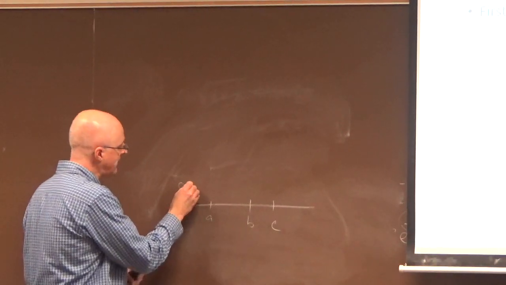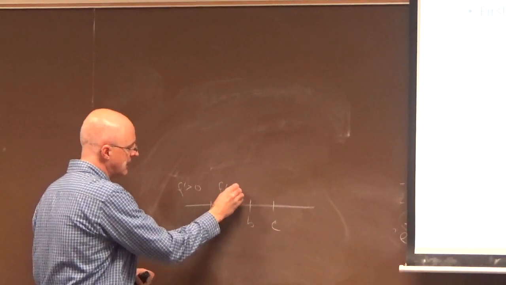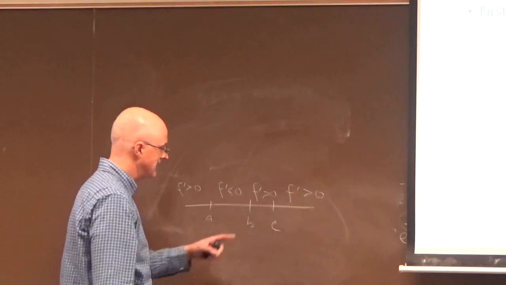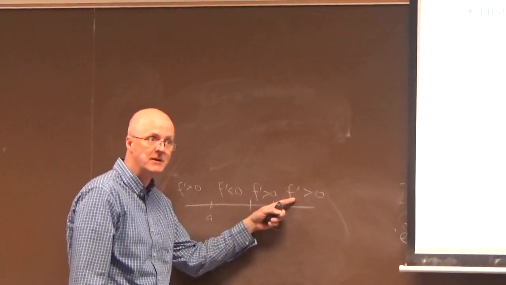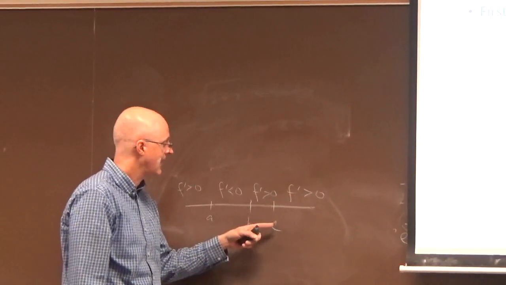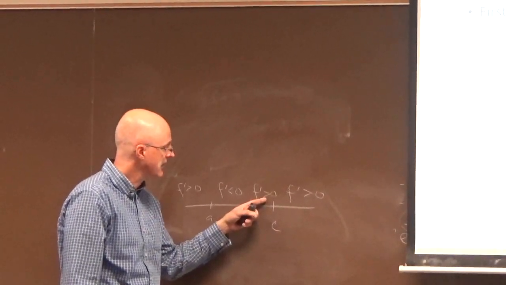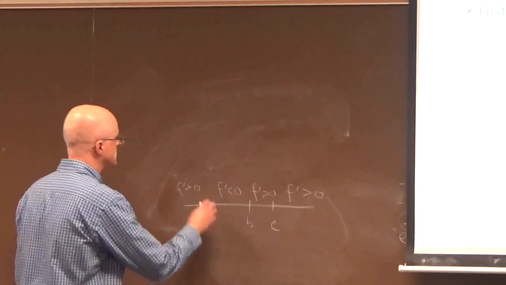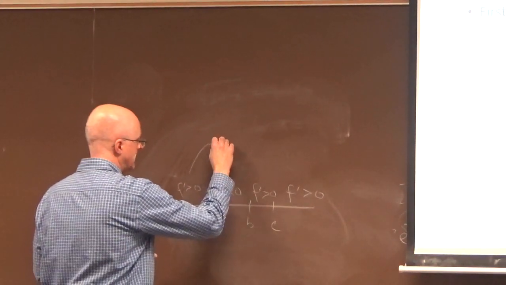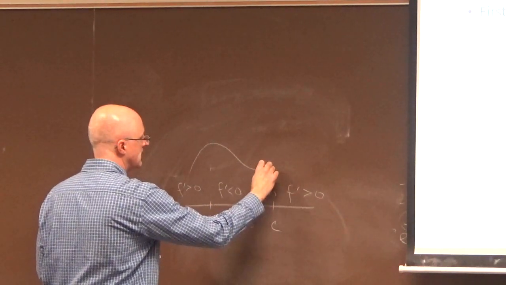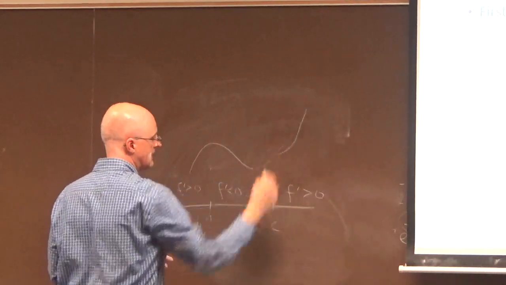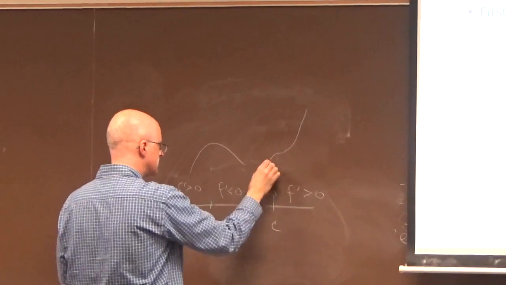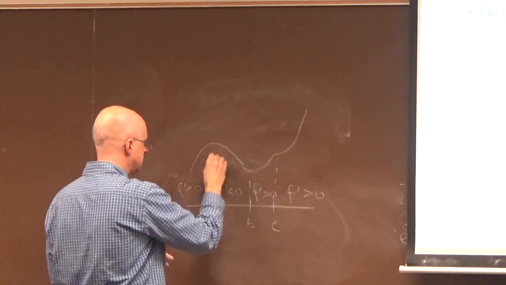Maybe f prime is positive over here, negative over here, positive over here, and maybe positive over here. It didn't change sign there. That can happen. F prime of C is 0, but just to the left of C and just to the right of C, f prime is strictly positive. What would the graph look like in such a situation? Something about like this. This is not lining up perfectly, but get the idea?